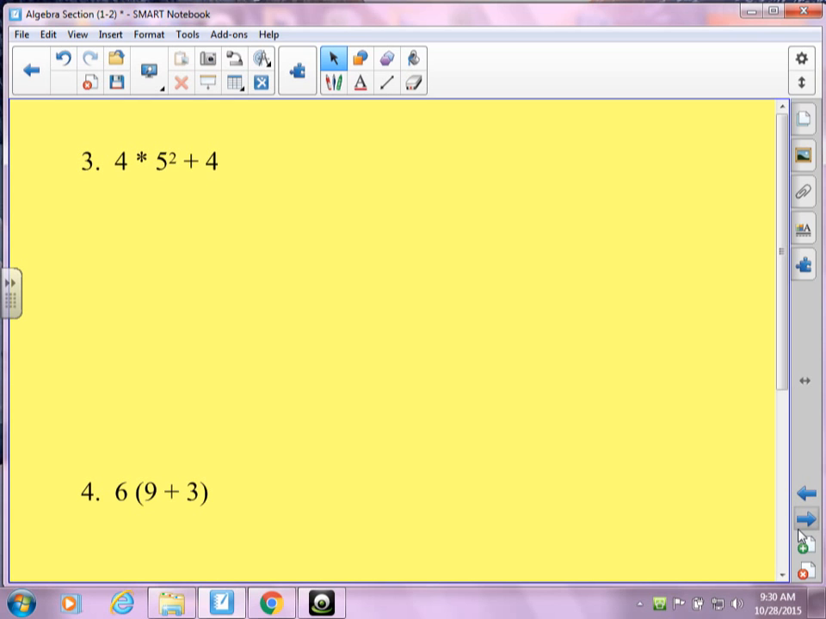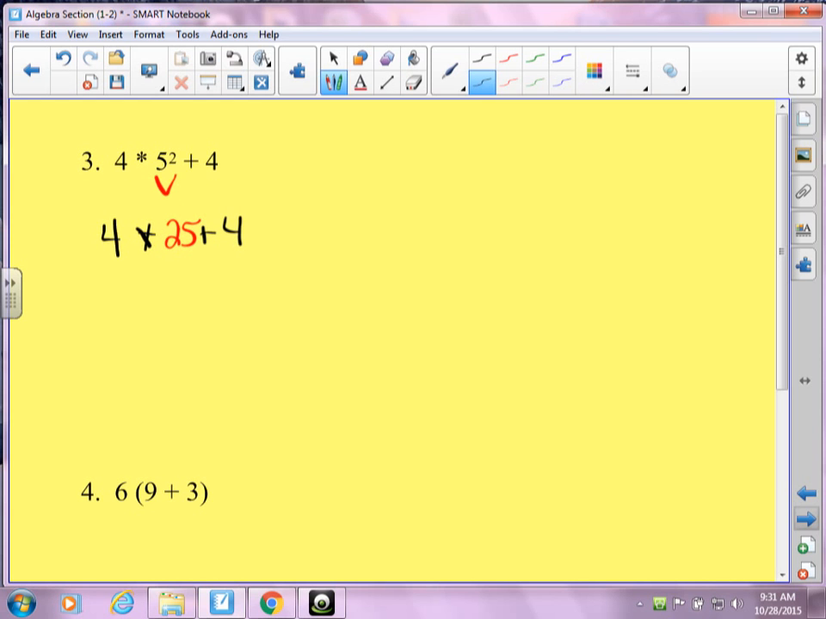Number 3. Right? Do I have parentheses? No. Do I have an exponent? Yes. 5 squared is? 25. Good. Write down all my other stuff. Okay, the star is a multiplication symbol. I didn't put an X because sometimes that can be a variable.